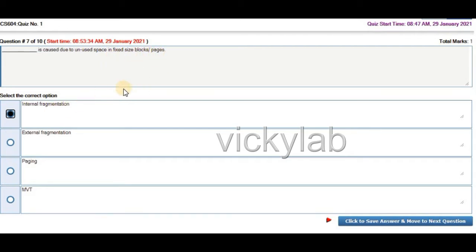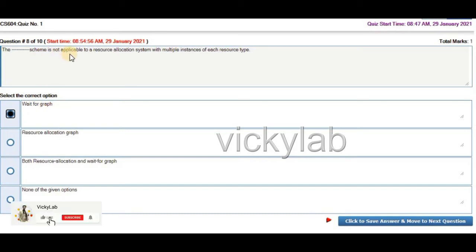ये क्वेश्चन 2 मरतबा आ गया। ठीक है, the dash scheme, the wait for graph scheme, is not applicable to a resource allocation system with multiple instances of each resource type: wait for graph.